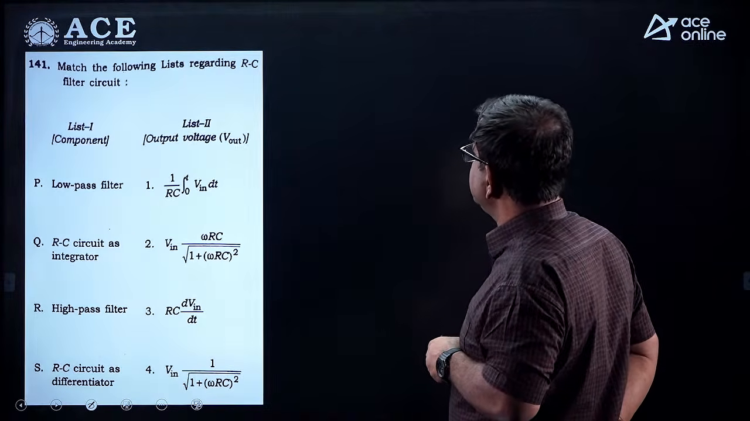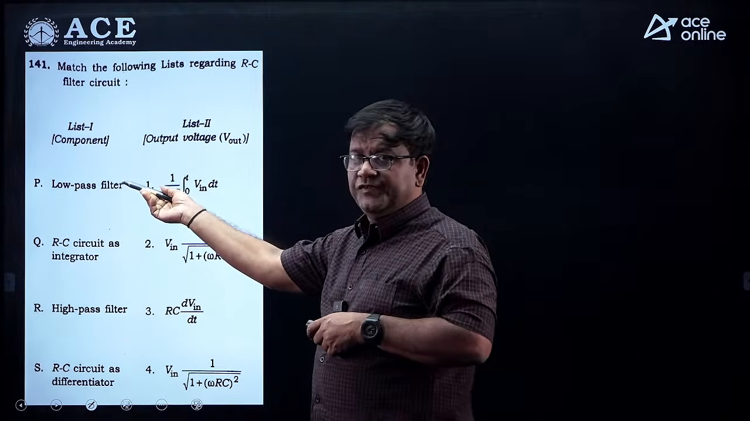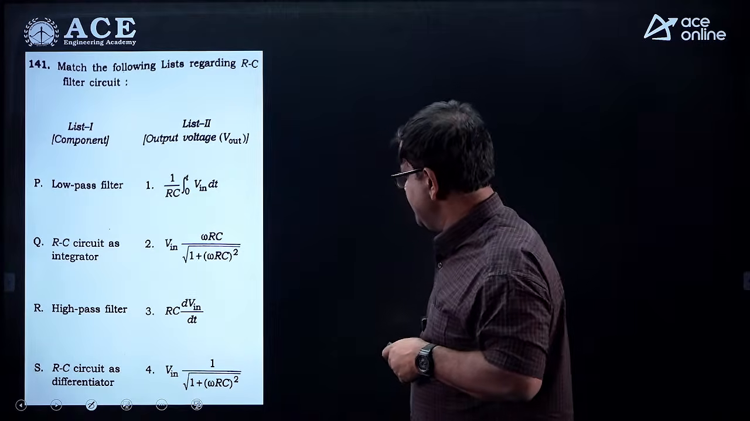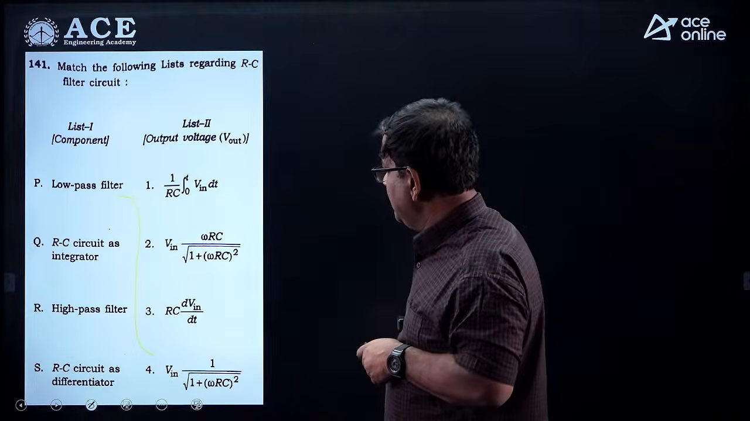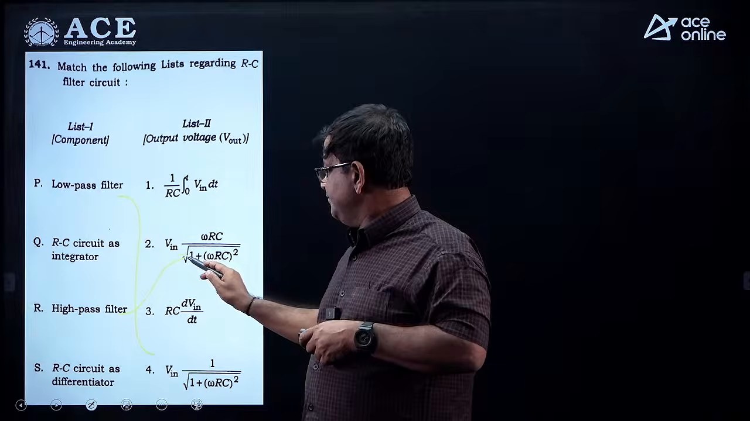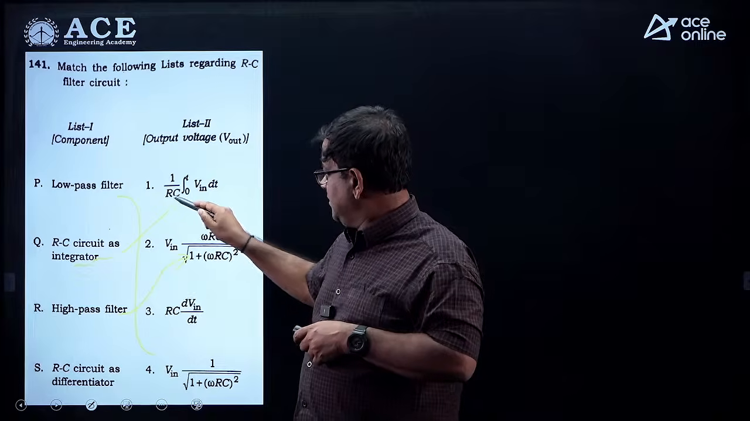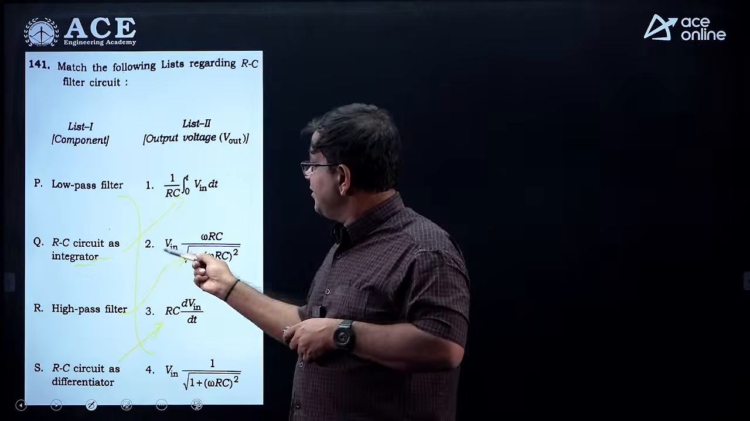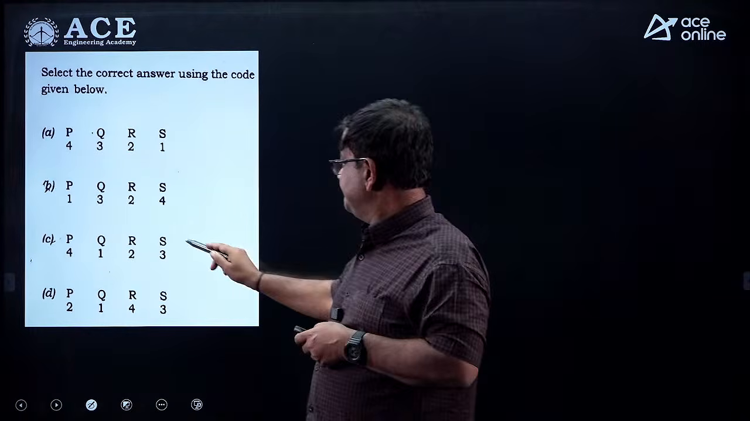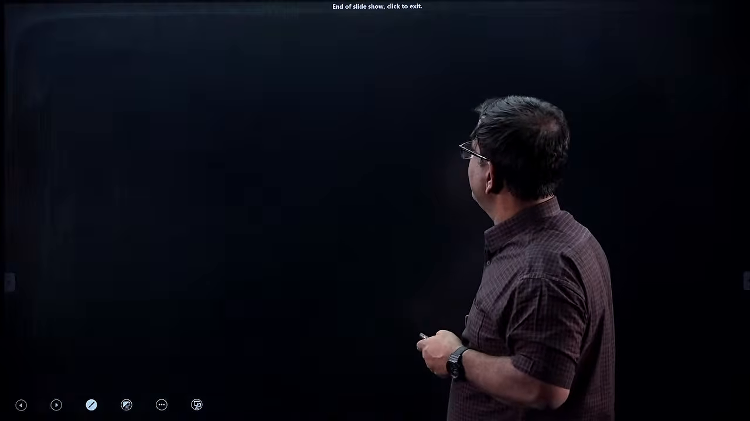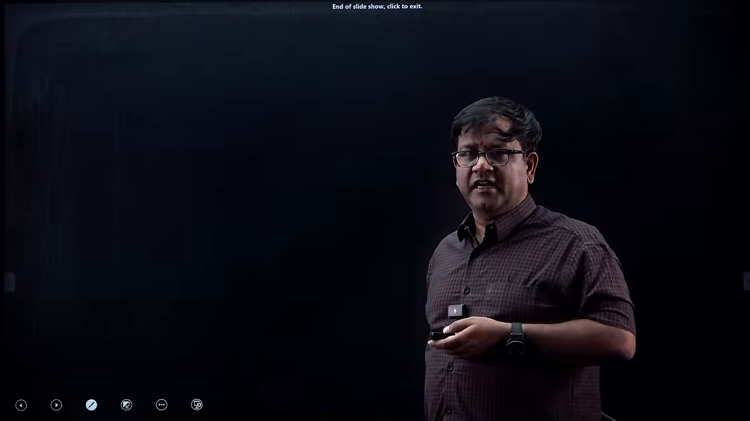Match the following lists regarding RC filter. We know low pass filter will have a transfer function k by 1 plus s tau, if you take the magnitude. So 1 is 4. High pass filter is ks by 1 plus s tau. RC is an integrator. The term integrator means integration. The term differentiator means differentiation. So you can see 1, 4, 1. What are the options? C. Okay, so that's all from analog circuits. There are around 19 questions.